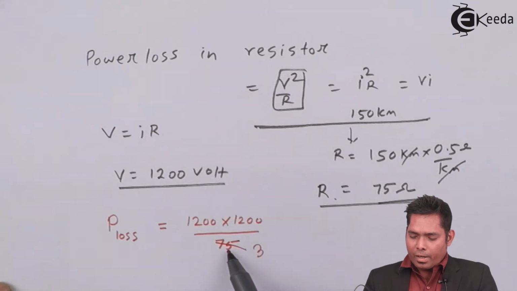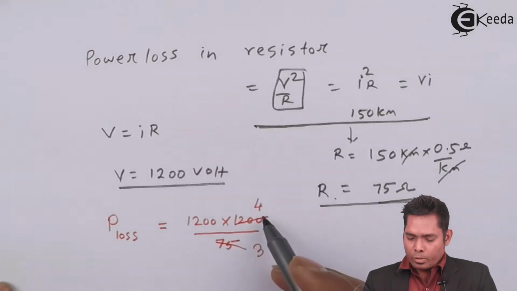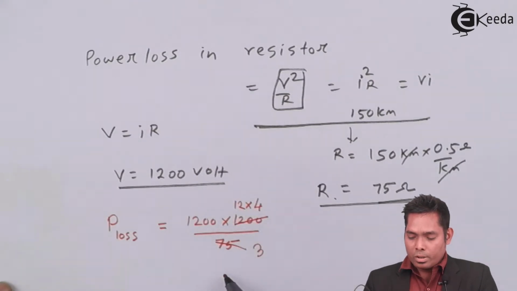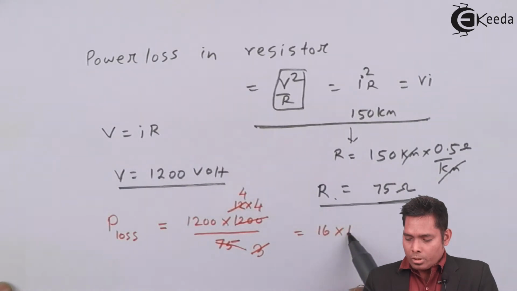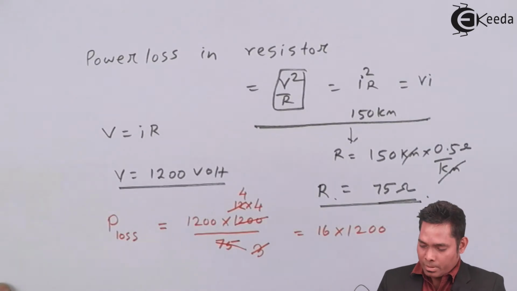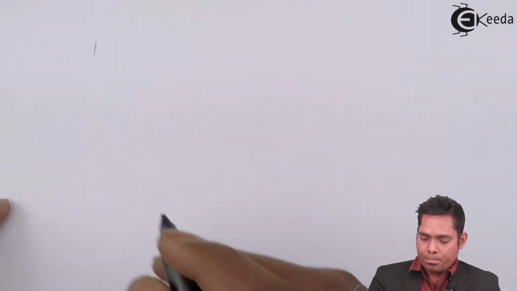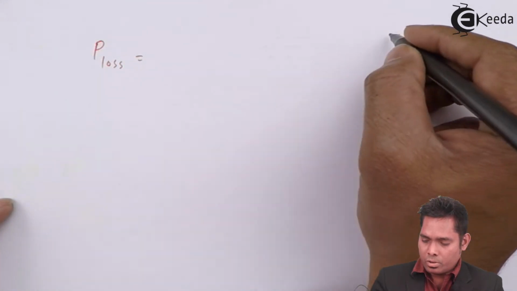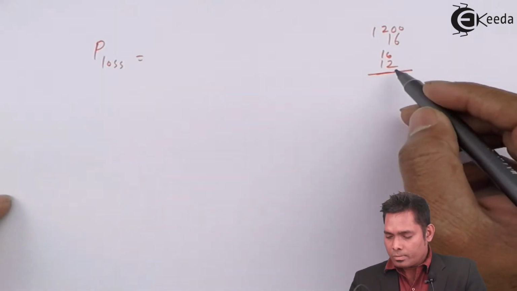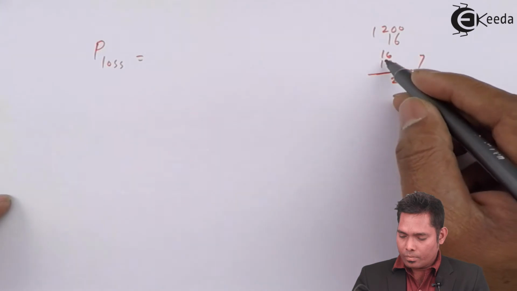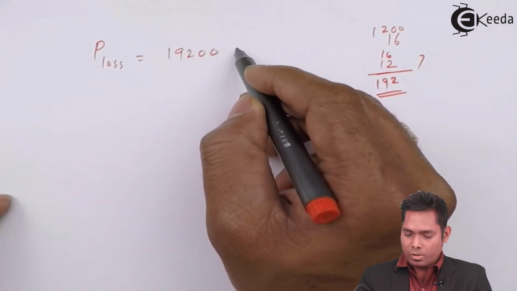25 3s are 75 and 25 4s are 100, so this will cancel and it becomes 4. 25 4s are 100, and 12 was already there, so it is 12 into 4, 3 here, again it is 4 here, 16 into 1200. This is the power loss coming out. So basically 12 and 16 I have to multiply. 16 and 12 is 192 and 2 zeros. So ultimately 19200 watt.